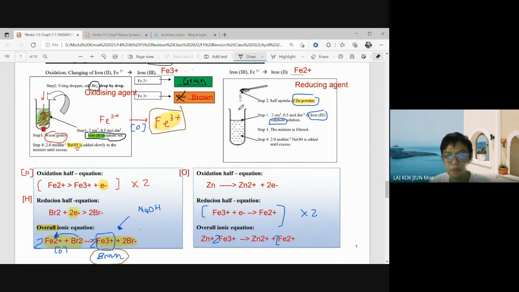Same with this one also. Before, it is brown color. But after you add in the zinc powder, okay, it will undergo reduction. So the green color is back already. So no more brown color. It is like this. Okay. Why doesn't it form FeBr? Cannot. It cannot form FeBr. It cannot. Okay. The bromide.